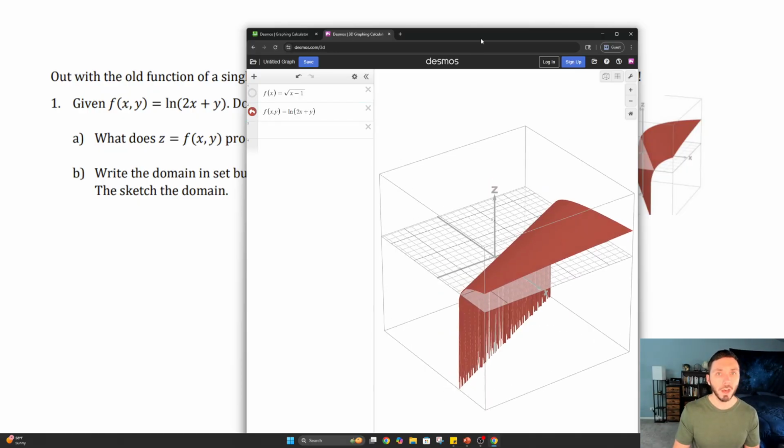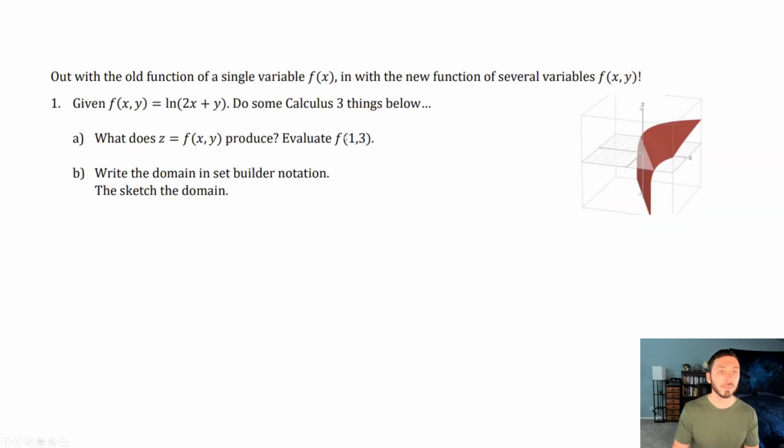All right, so let's talk about our inputs first. If we were to plug in 1 and 3, wouldn't be the end of the world. We would just plug in 1 here to get 2, and then plus 3. So 2 plus 3 is 5. Okay, so we're going to just have the log of 5 as an output.